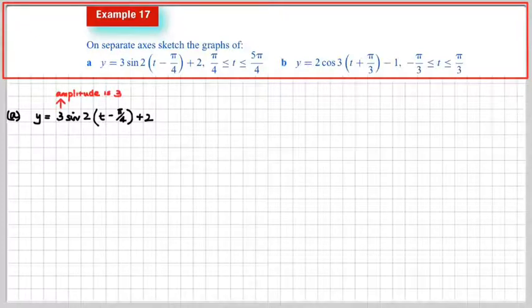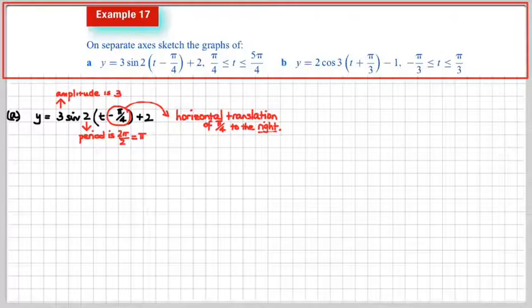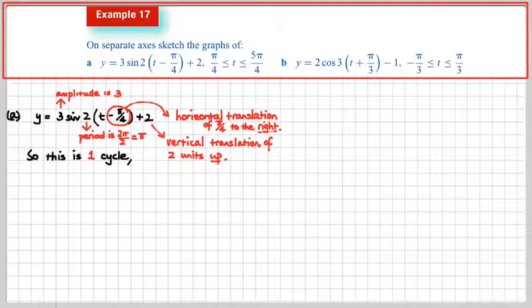Let's summarise. We've got an amplitude of 3, a period of pi, a horizontal translation of pi on 4 to the right, and a vertical translation of 2 units up. So this is basically one cycle, and its starting point is where x is pi on 4, and because it's been moved up by 2, y will be 2, and that's where it's going to start. Then it'll finish at 5 pi on 4 and 2.